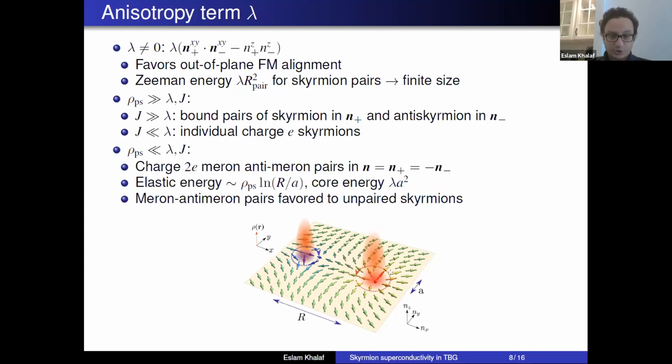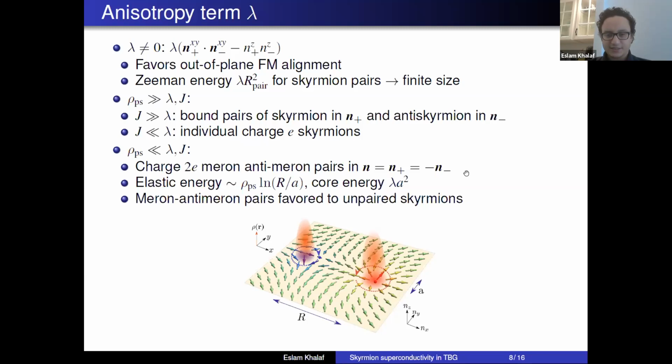then this object would be topologically equivalent to a skyrmion, but it will manage to reduce this core energy because now we only pay lambda that's proportional to the area of this small blob. And the cost we pay is that the elastic energy now grows logarithmically with the separation between the two. And we can optimize this distance versus Coulomb and get some number. And we find that in this limit, always the meron-antimeron pair is favored to unpair skyrmions.